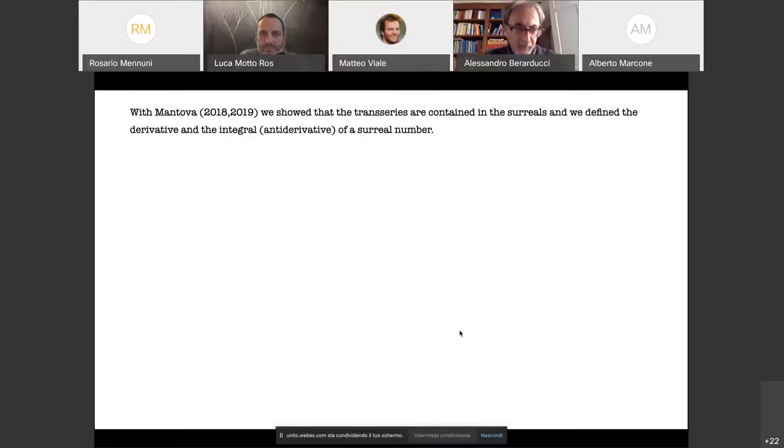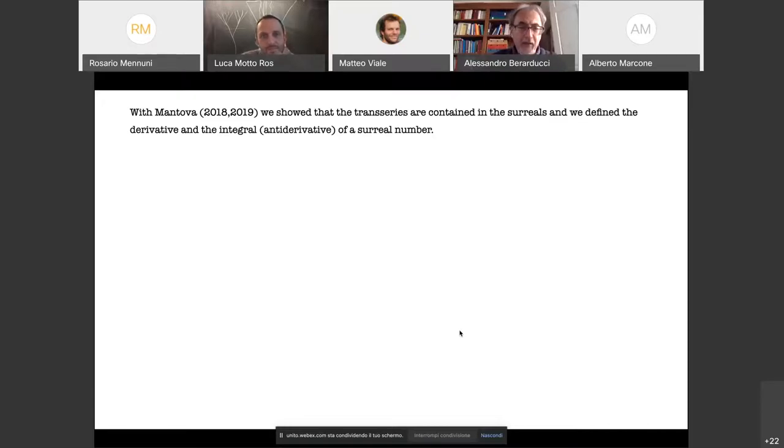What is more important, in my work with Mantova, is that we managed to define a notion of derivation and integral, in the sense of antiderivative, of a surreal number. So you can take the derivative of omega, which not surprisingly is one, because omega you can think of as playing the role of the formal variable x tending to infinity. But you can also take the derivative of the ordinal omega one, which is much more complicated to understand. The formula is explicit, but I'm not going to give it to you. It's quite complicated, but completely explicit. So you can take the derivative of an ordinal or a surreal number.